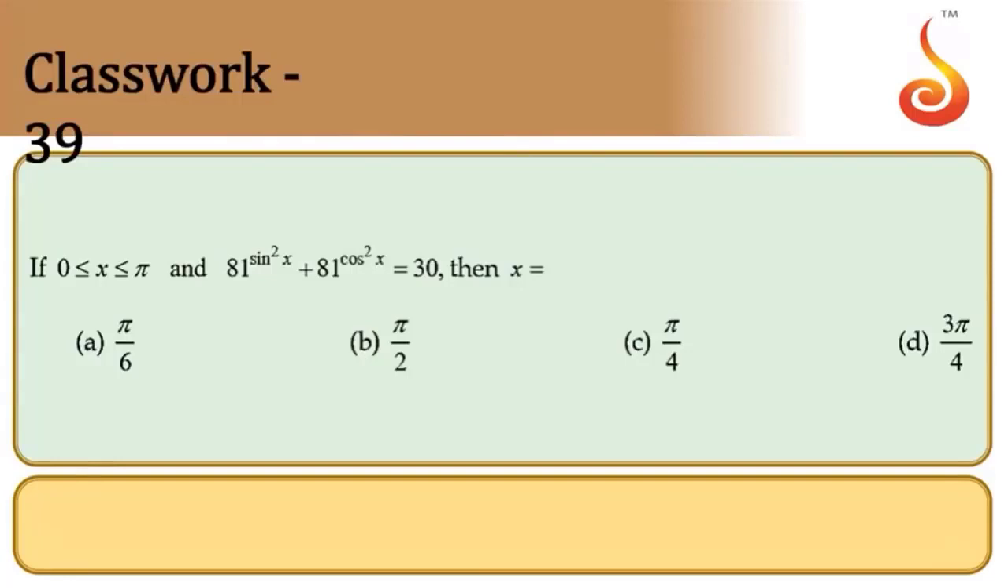So the answer is equal to 3 pi by root 2. Next, in the same way, when I substitute pi by 6 here, it is 81 to the power of 4 sine pi by 6, which is nothing but 1 by 2, so 1 by 4 you get. Plus 81 to the power of 4 cos pi by 6, root 3 by 2, you'll be getting 3 by 4.